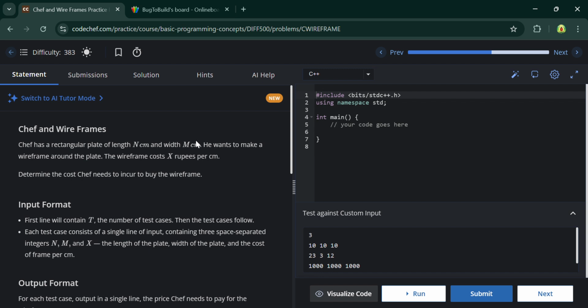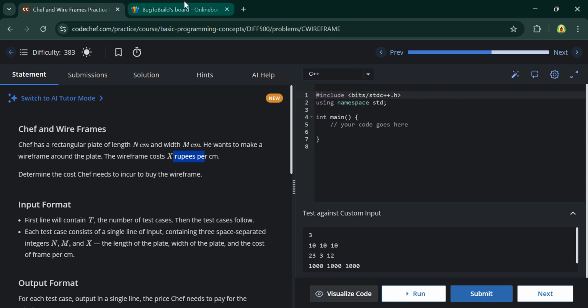Chef has a rectangular plate of length n and width m. He wants to make a wireframe around the plate. The wireframe costs X rupees per centimeter, and you have to determine the cost to buy the wireframe.